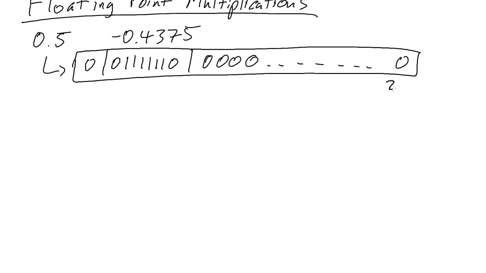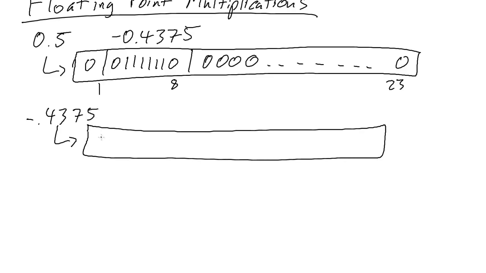You can see that 0.5 is positive. There are 23 bits for the fraction, and then 8 bits for the exponent. And then for negative 0.4375, it is actually a negative sign bit, a 1.